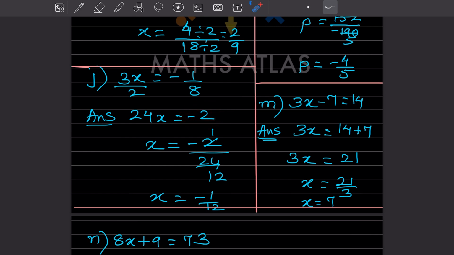So we want the value of x. x is going to be minus 2 over, because this is multiplication, it is going to get divided, 24. So 2 ones are 2, 24s are, or you can do 2 divided by 2 and 24 divided by 2. So that will be 1 by 12, but this is a minus sign, so you have to put your minus.